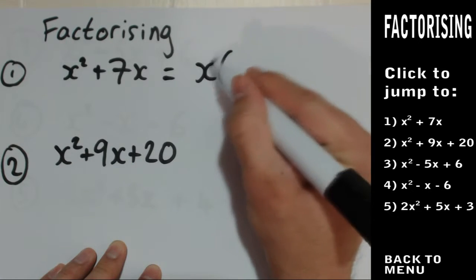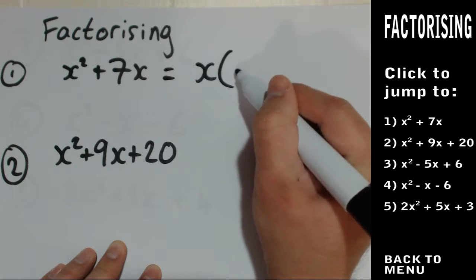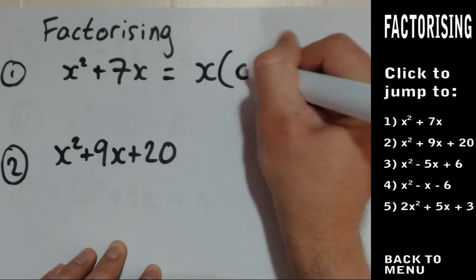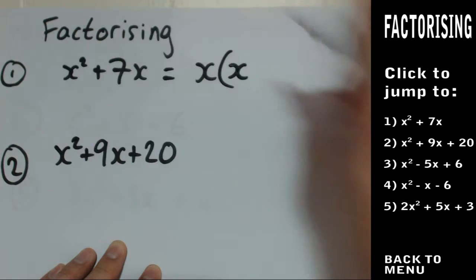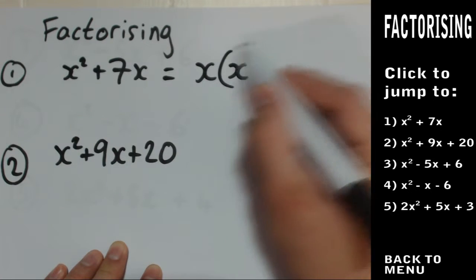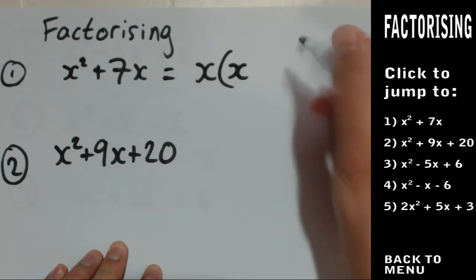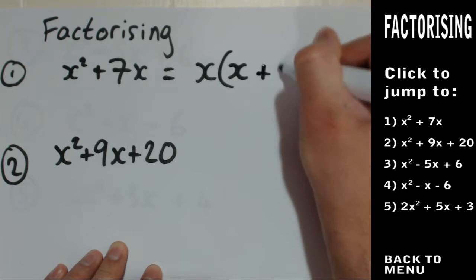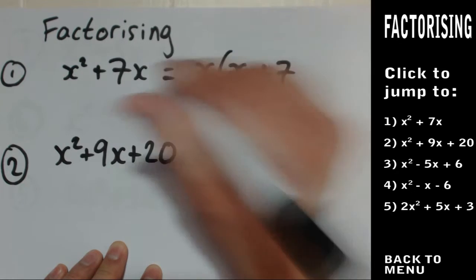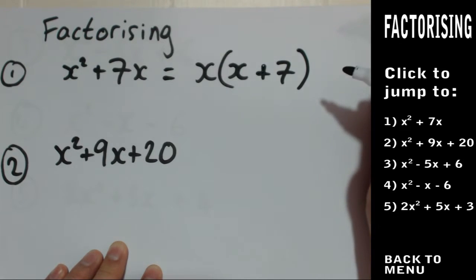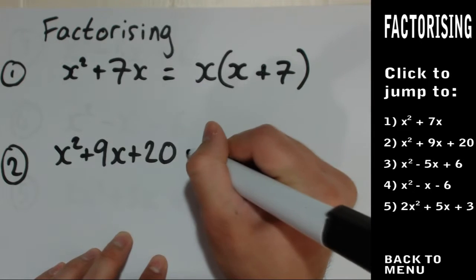Open a bracket. X times this, remember, when you multiply that, x times this gives x squared, so it's got to be x. X times x is x squared. And then x times the next part gives 7x. Well, that's going to be plus 7. X times 7 is 7x. So that one's done.